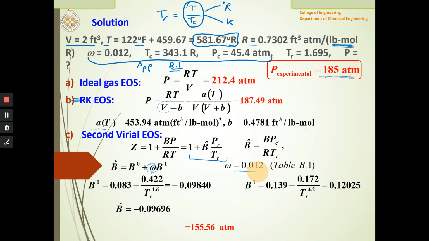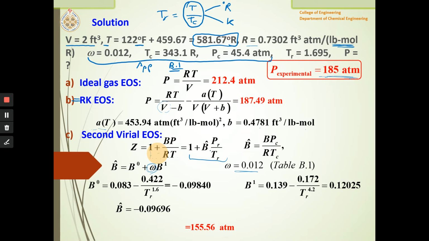To get B, you need the critical property PC, which is from the table or appendix B1. R value, we have it as 0.7302. TC, I have it as 343.1 Rankine, again from appendix B1. Then I can get B. If you got B, you can substitute in this formula, which is 1 plus BP over RT, or from B caret directly, you can substitute here. But it will be dangerous there.